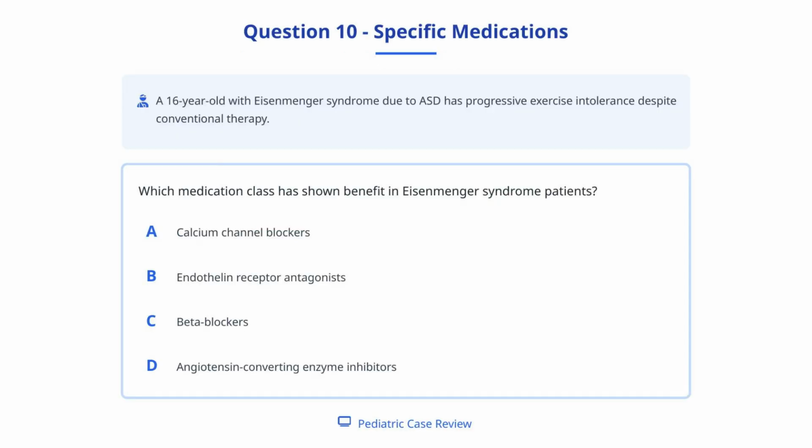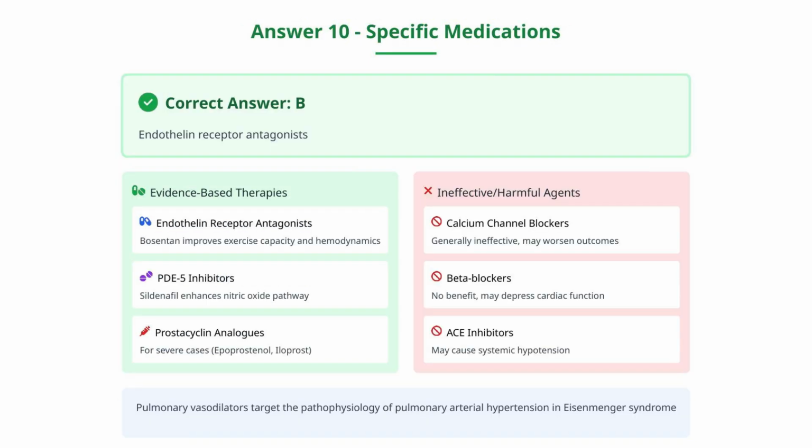For our 10th case, a 16-year-old with Eisenmenger syndrome due to atrial septal defect has progressive exercise intolerance despite conventional therapy. Which medication class has shown benefit in Eisenmenger syndrome patients? Is it A. Calcium channel blockers, B. Endothelin receptor antagonists, C. Beta blockers, or D. Angiotensin-converting enzyme inhibitors? The correct answer is B.